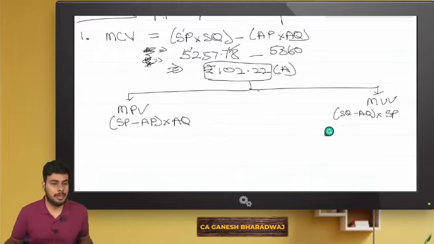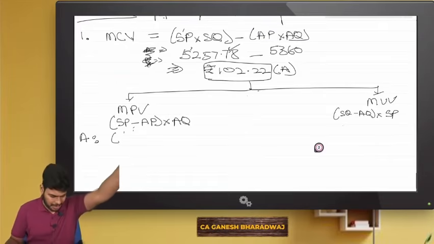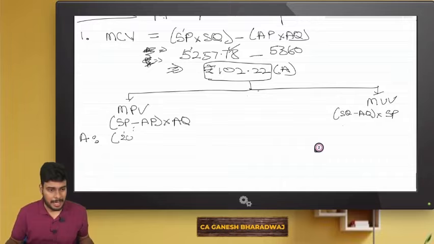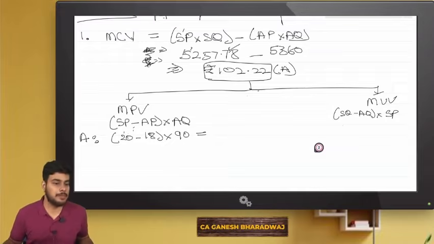Now, first for raw material A, tell me, what is the standard price? Pick it from the top. We've just done it. 20. Actual price is how much? 18. Into actual quantity, which is how much? 90. So tell me, favorable or adverse? You should have spent 20.